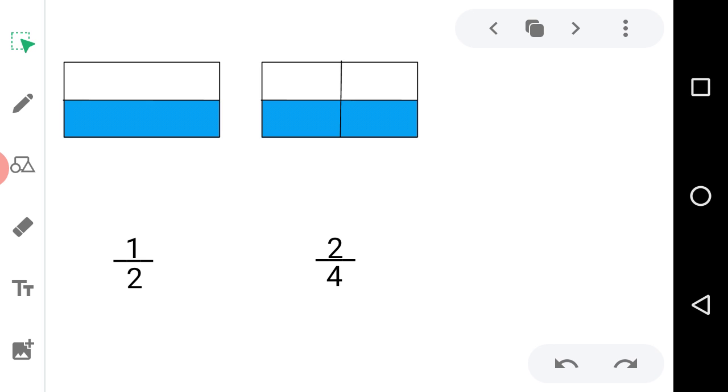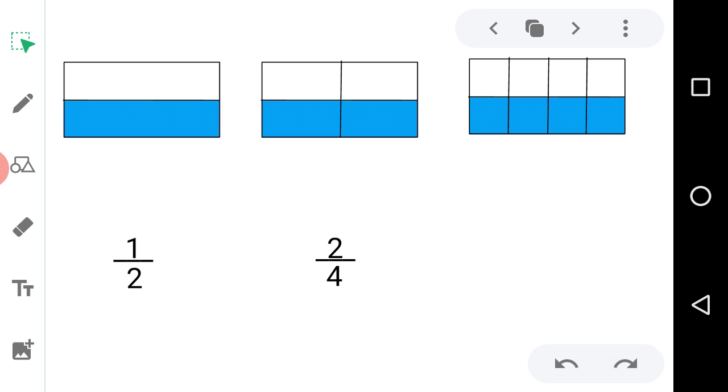These are the same things. But the numerator and denominator of these two fractions are different. So we can say that these are equivalent fractions. Once again, I divided each part into 2 equal parts.